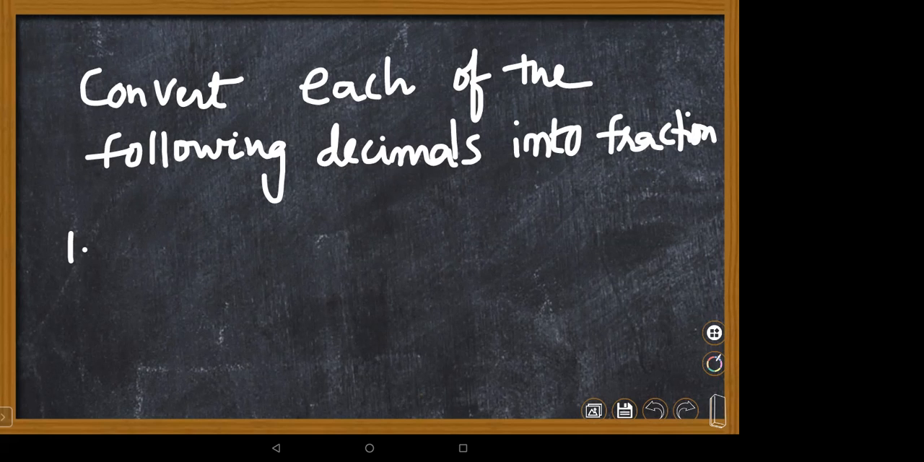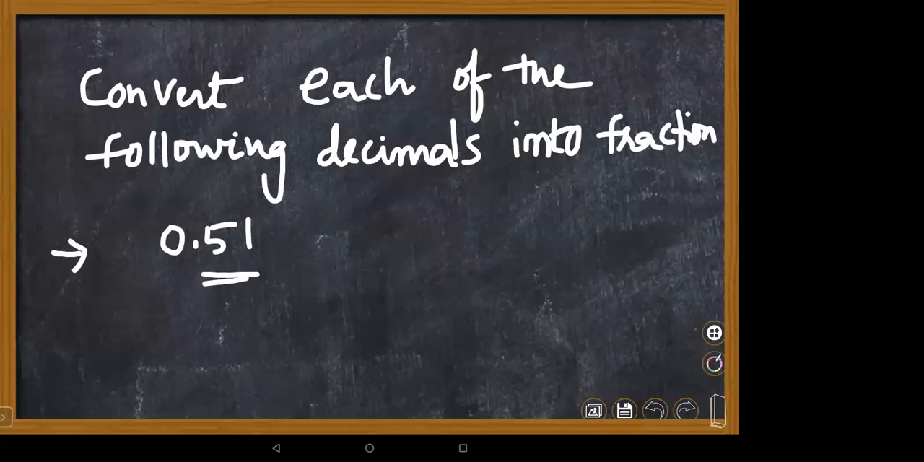Like we did in the last class. Ma'am, is it like we did in the last class? Yeah, same thing. Suppose 0.51, Sudisha. Here, what are the places you have? Tens and hundredths. That means how many? So 51 by 100. Very good. 51 by 100.